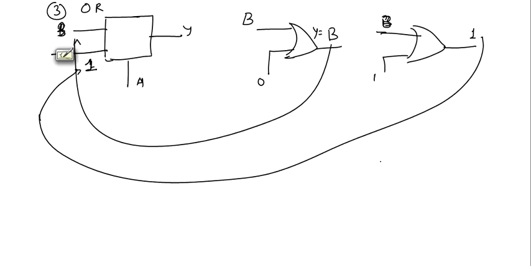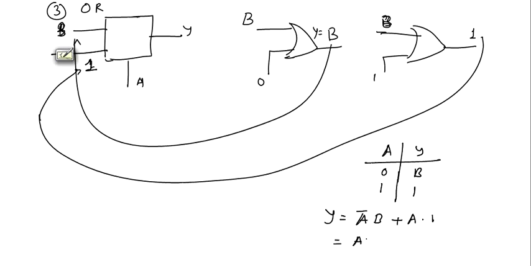Now we will draw the truth table. If A is 0, output Y will be equal to B. If A is 1, output Y will be 1. So output Y will be written as A bar B plus A dot 1, which equals A plus A bar B, which equals A plus B, which means it is an OR gate. So a 2:1 multiplexer can be used as an OR gate.